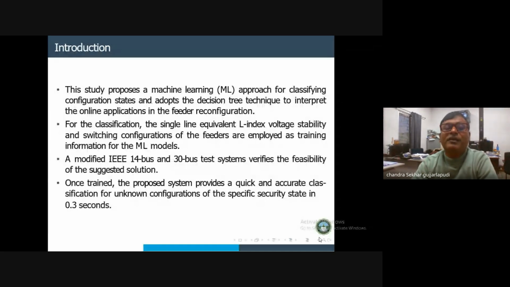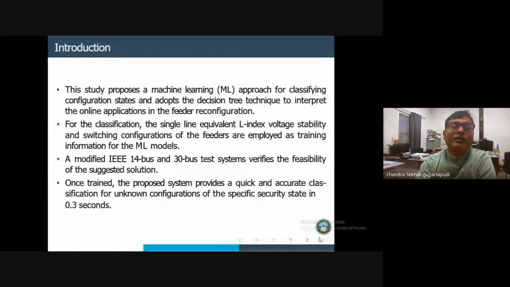analysis for a 30 bus as well as the 14 bus network. And after that, we have determined the single line equivalent L index stability for different configurations. From those different configurations, we have seen that from the data set itself, the L index value is different. And those different L index values we have classified into three different groups, three or multiple groups. And by that data set itself, we have trained the system.